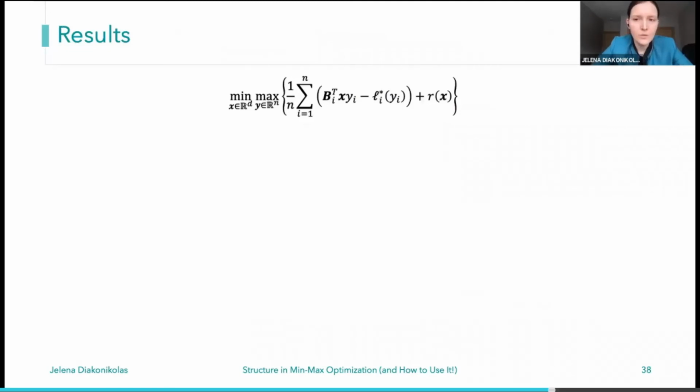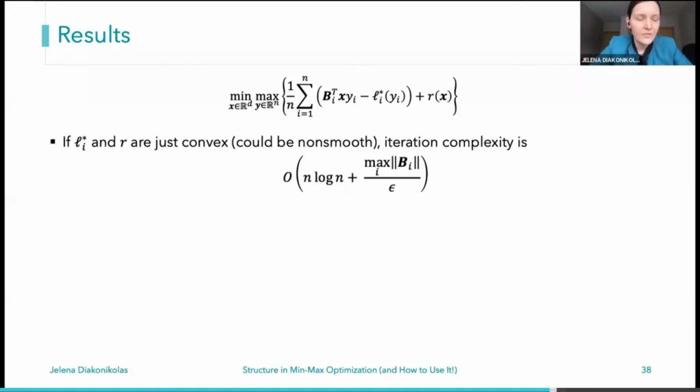So let me just tell you what kind of results you can get just from this insight. Well, there's quite a bit of technical work, but this insight is kind of crucial. If you have that this convex conjugate of the loss and the regularizer are just convex, they could be non-smooth, you get iteration complexity that looks like this. So there is no n here. The constant for this part is 1. So essentially, you pay a little bit more than just reading your data. After that, you get something independent of n.